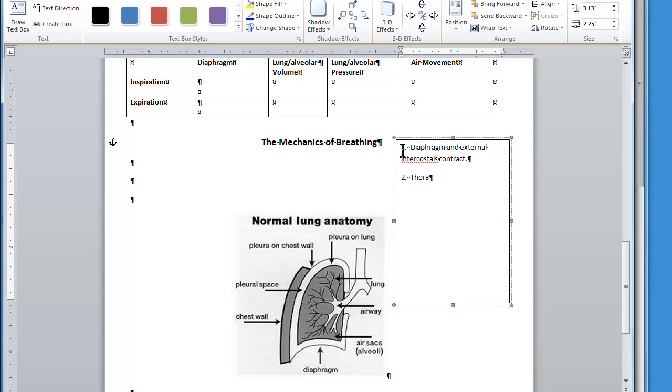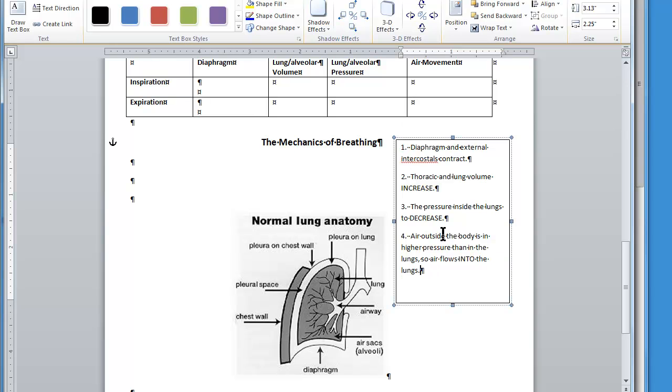and lung volume increase. This increasing volume causes the pressure inside the lungs to decrease. As a result, air outside the body is in higher pressure than in the lungs, so air flows into the lungs. So this is the process of inspiration.